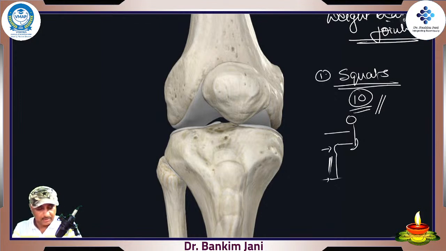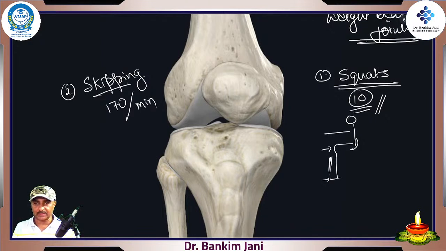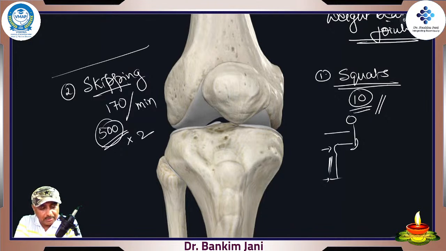One is the squat, and second is skipping, skipping ropes. For example, my speed is about 170 skips per minute. You won't be able to see the rope. It goes tuck, tuck, tuck, tuck, tuck, tuck, at that speed. And so 500 skips non-stop, and two such sets are done, so it becomes 1,000. This is one of the superb exercises for your leg muscles, because your leg muscles will be literally bathing in blood. There'll be so much vascular improvement.